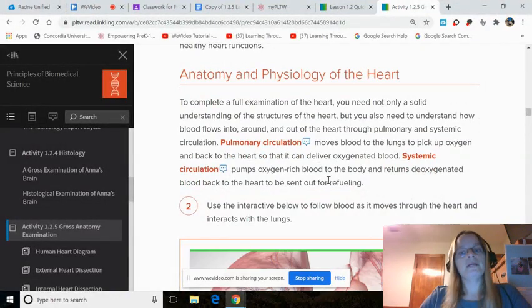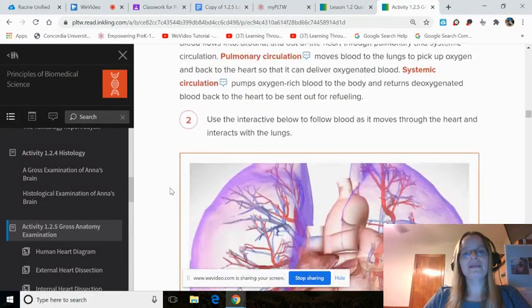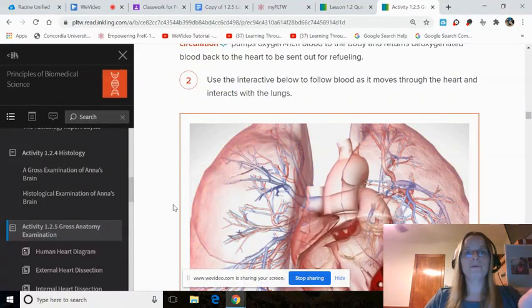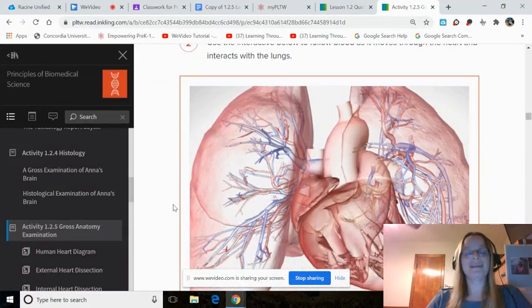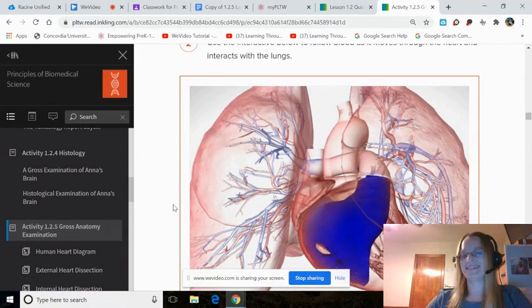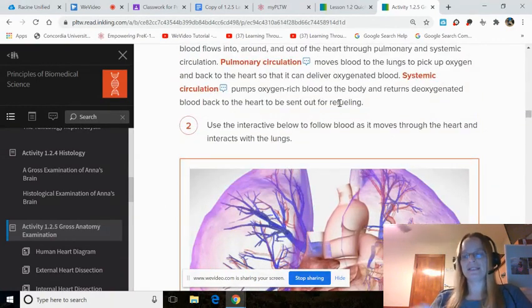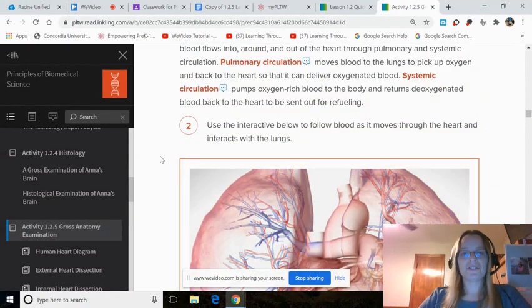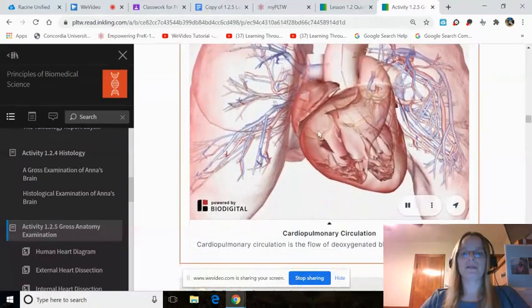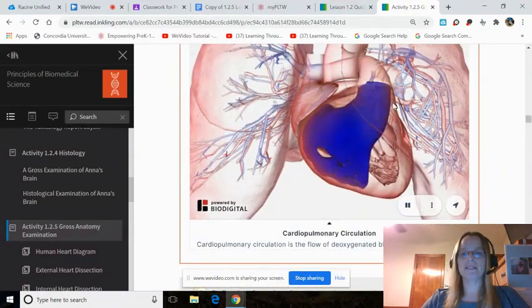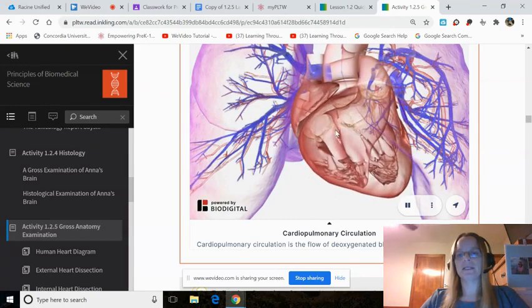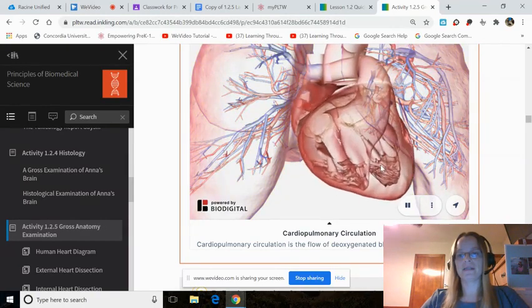So here we go. Pulmonary and systemic circulation. Pulmonary, pulmon means lungs. Take medical terminology, kids. And systemic means the system, the body systems. So pulmonary is when the blood goes from the heart to the lungs and then back to the heart. Systemic is when it comes back from the lungs into the heart, then the heart pumps it through the body.